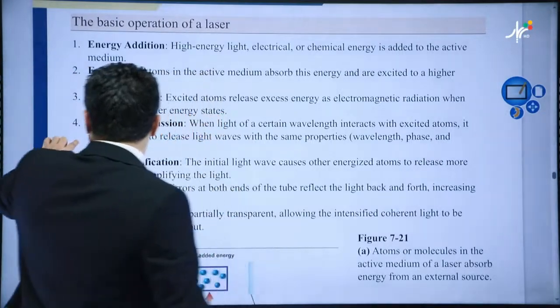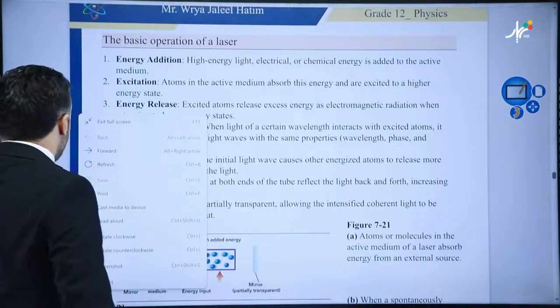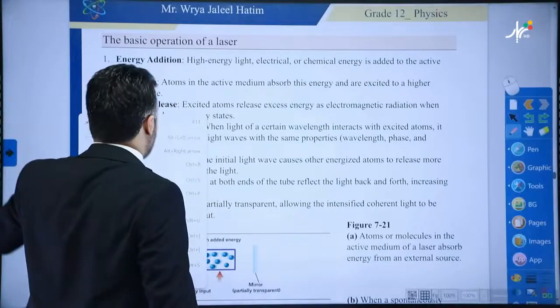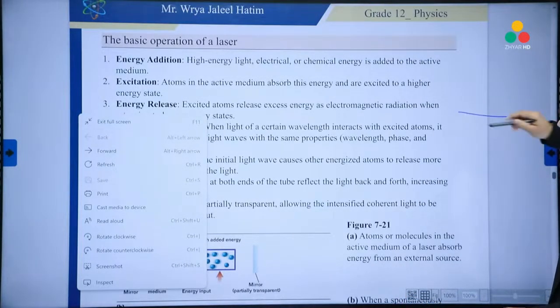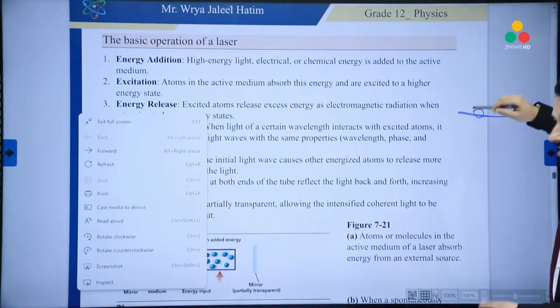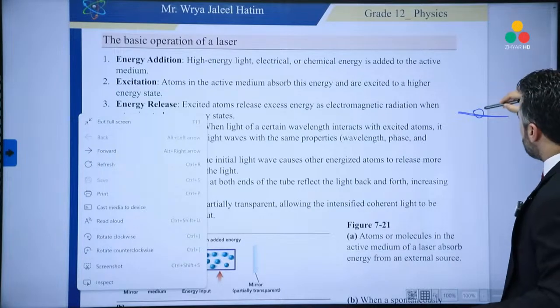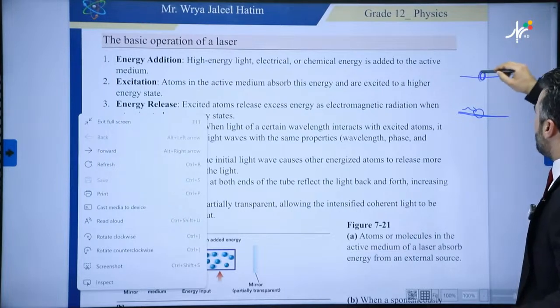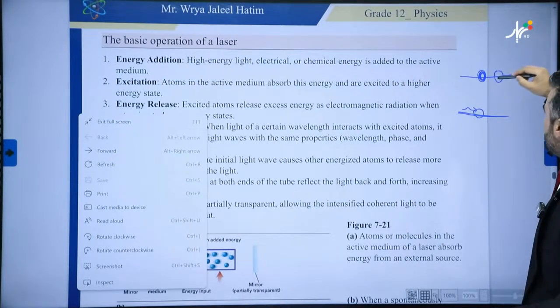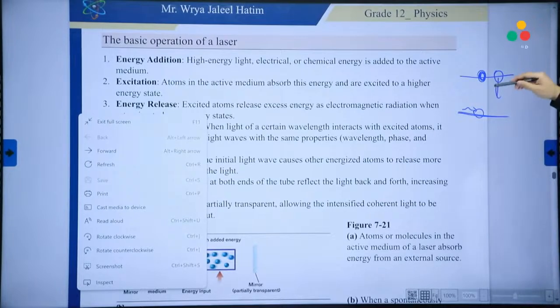Okay, so we can say once energy is added to the active medium, electrons, or you can say atoms of that medium, will be excited from, let's say, the ground state, whatever state the electrons are in. Once they absorb energy, these electrons go to a higher energy state. But they are not balanced there, so soon after, these electrons fall down to the lower energy. Along the way, they release light energy.